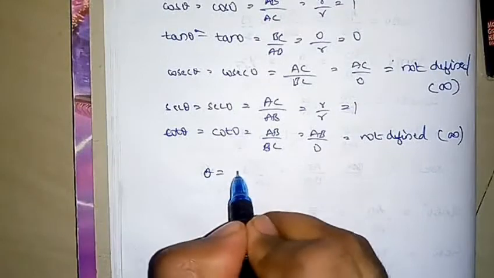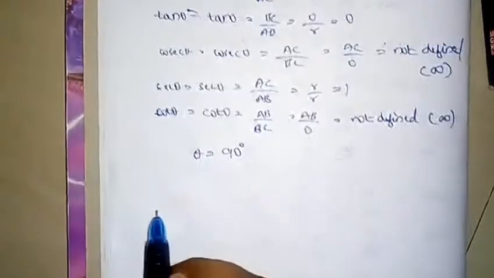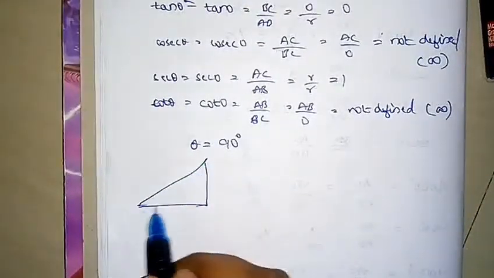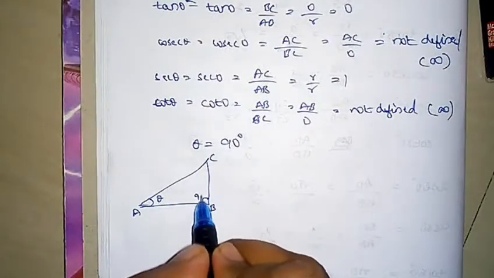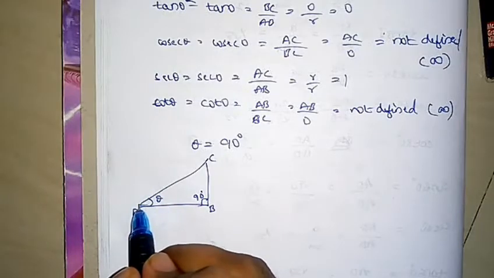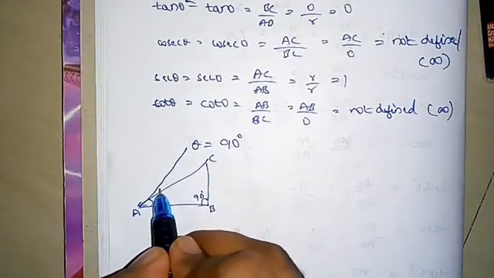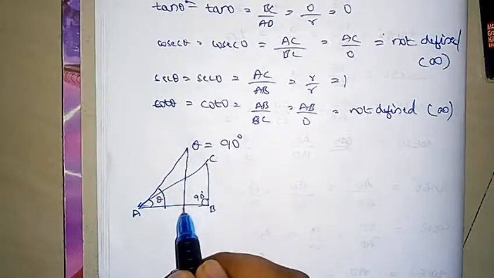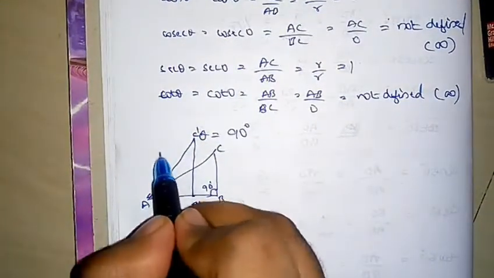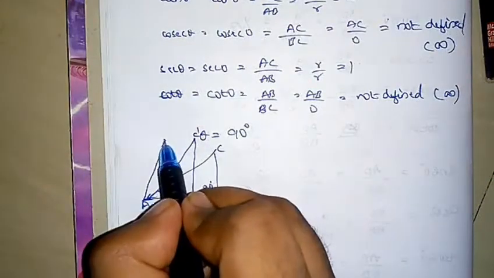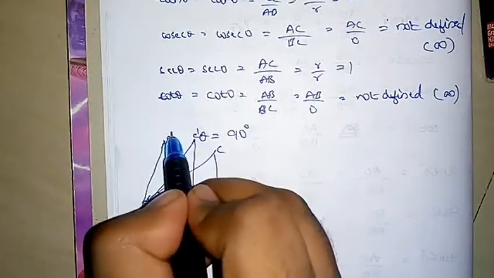Similarly, for theta equal to 90 degrees. What if theta increases to 90? Initially, take triangle ABC. In this triangle, this is theta and this is 90 degrees. If you increase theta, C moves further away from C to the left side, and B moves closer to A, so this will be B dash and this will be C dash. And if you further increase theta, B moves closer to A and C also moves towards the left side, C double dash.